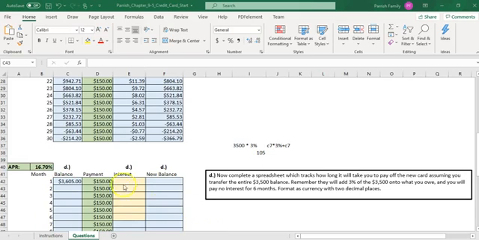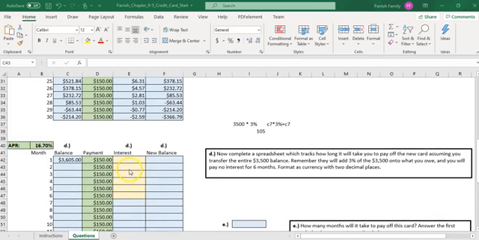Okay, now this situation's a little bit different. So our interest for the first 6 months is 0. We don't have to pay any interest for the first 6 months.